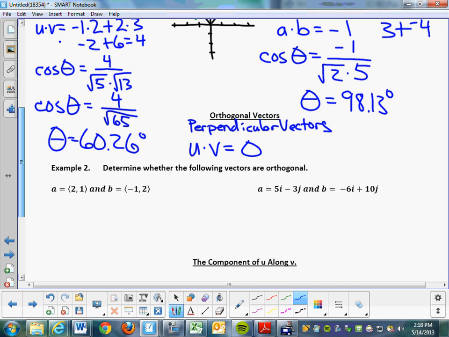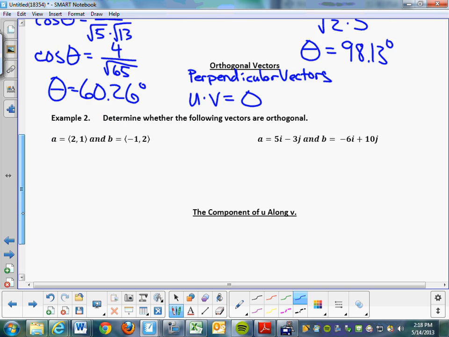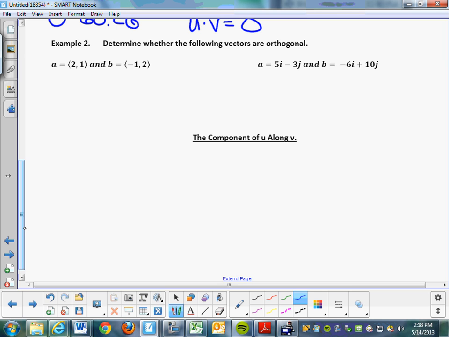How do you like that? So determine whether the following vectors are orthogonal. We'll simply multiply them. So you have 2 times negative 1 plus 1 times 2. So negative 2 plus 2 is 0. Are they orthogonal? Yes.